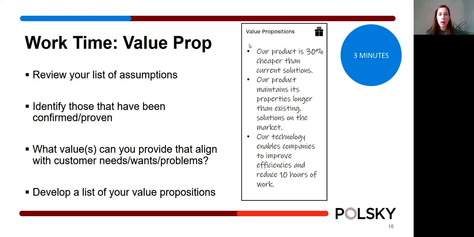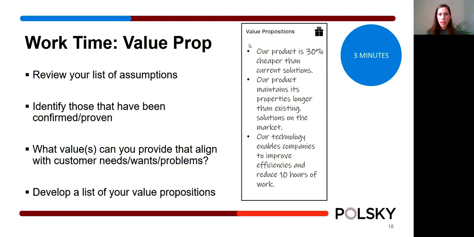You also want to think about what values you can provide that align with the needs, the wants, the problems that you're hearing from them. So what are people saying that you actually can help solve or address? As they talk to you about their current problems, their workflows, their priorities, where can you fit in? Those are your value propositions. Those are, for that customer segment, what's going to matter most to them. This is the building blocks of your future sales pitch.